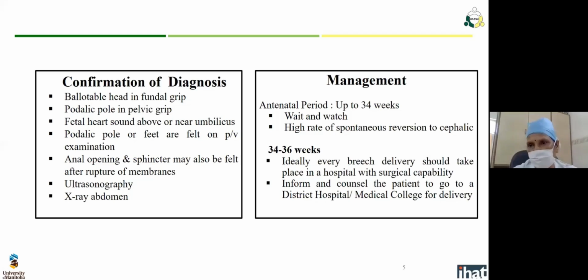You tell her, I can send you to a facility or hospital where breech delivery facilities and operation facilities are available. So ideally at 34 to 36 weeks, every breech delivery should be at a hospital with surgical facilities. So always inform and counsel the patient when you are referring her to the district hospital or the medical college.